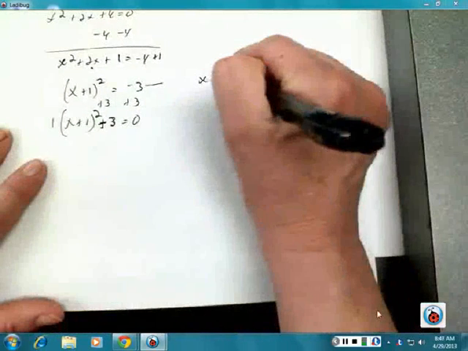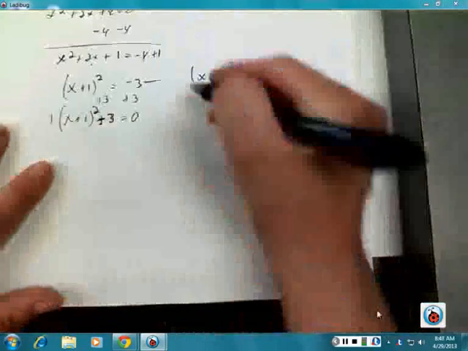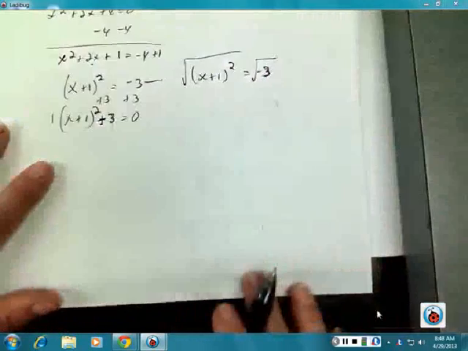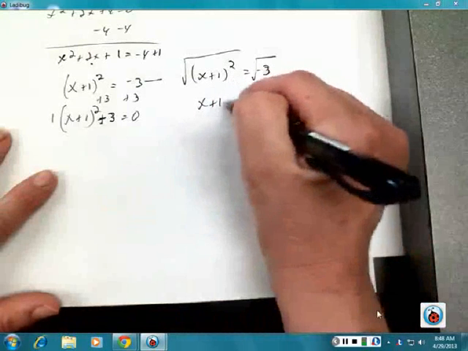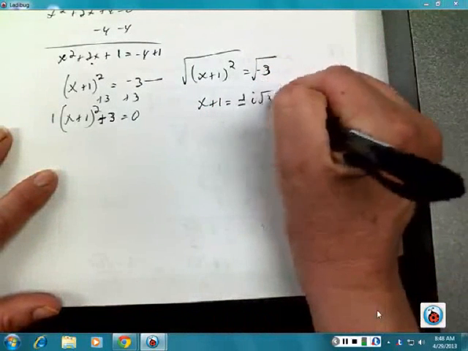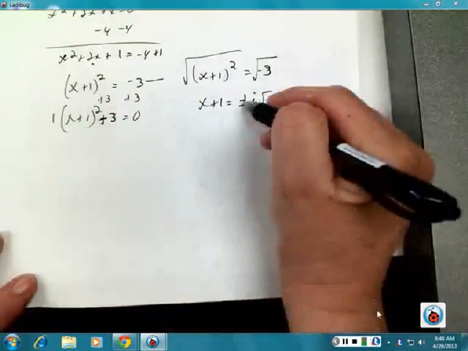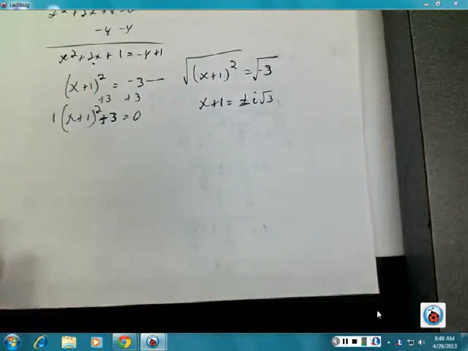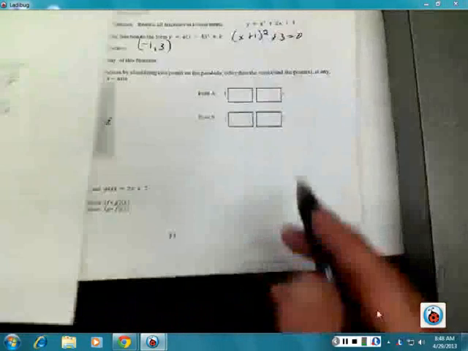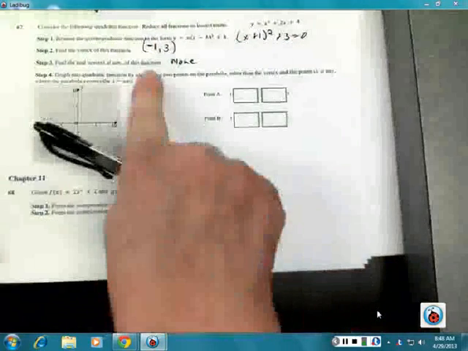So x plus 1 squared equals negative 3. Take the square root of both sides. So I find out that x plus 1 is equal to plus or minus i times the square root of 3. So it means there isn't any in this case, because as soon as I end up with an i in there, I have no spots where it crosses for my x-intercepts. So I don't have any, so I have to say none. So I don't have any real zeros.